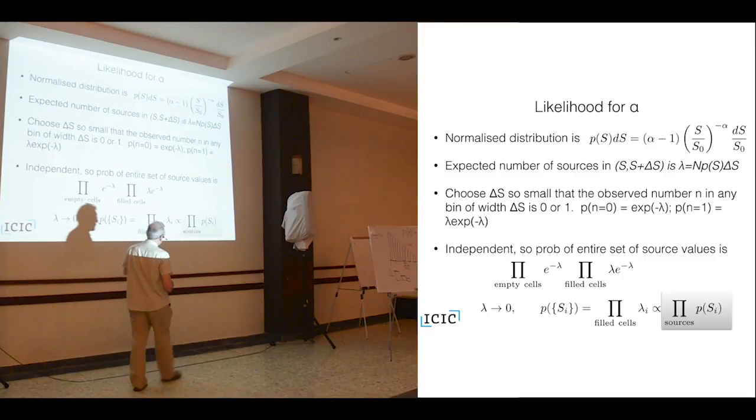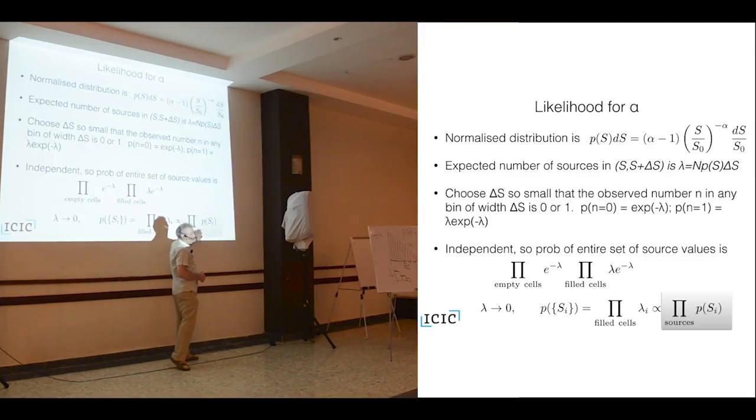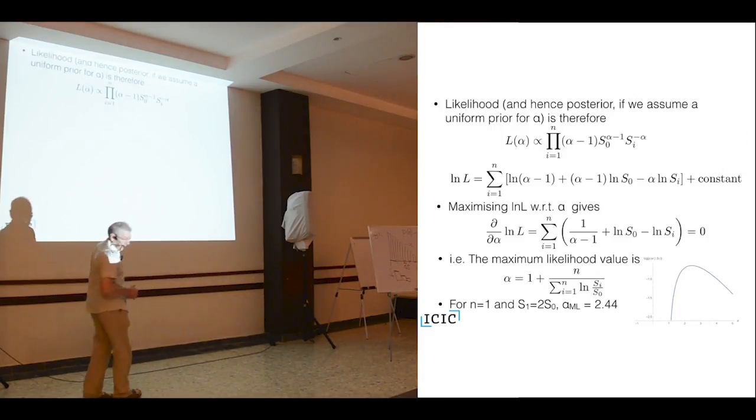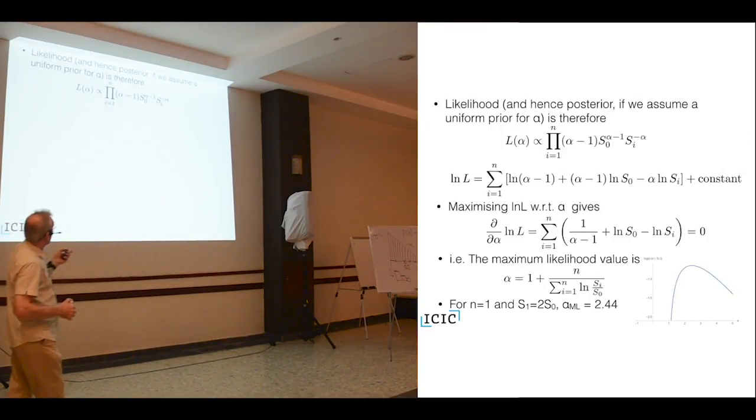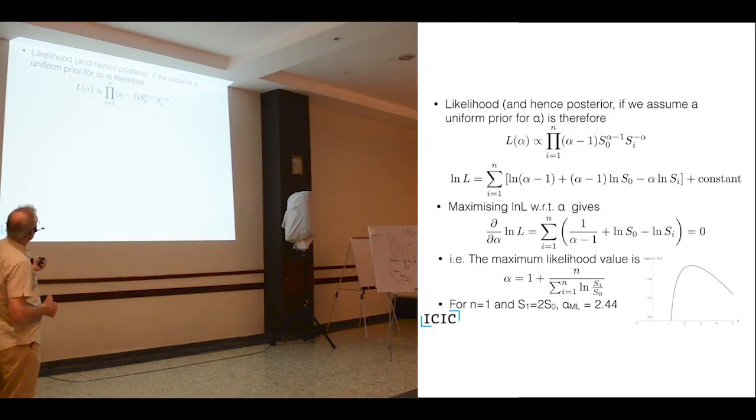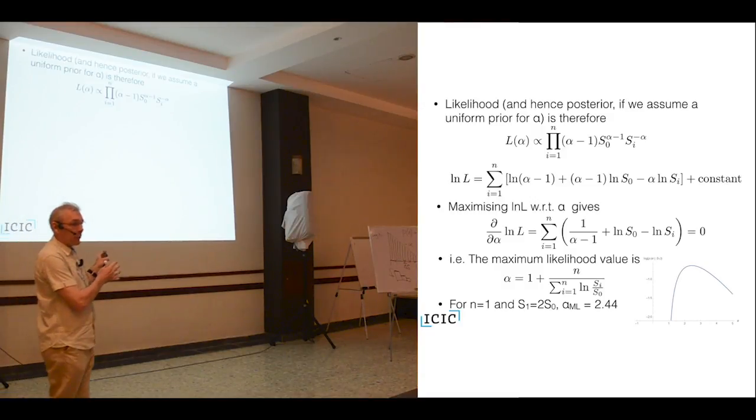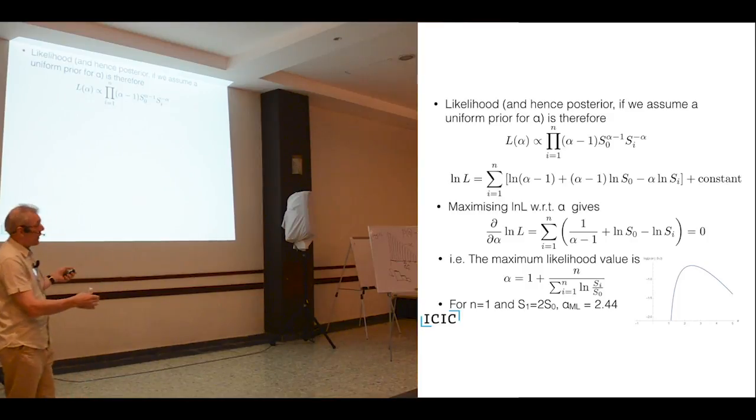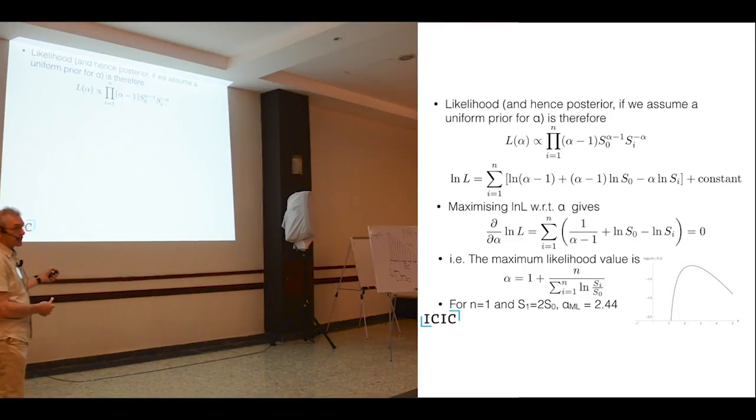Okay, so this is the thing we need to look at. If we take a model which is this power law distribution, then the likelihood, and hence the posterior if we assume a uniform prior on alpha, will just be the product of these P of S's at the observed fluxes. That is the result of the experiment. That encompasses all of the information that we've learned, having made the observations of the fluxes.